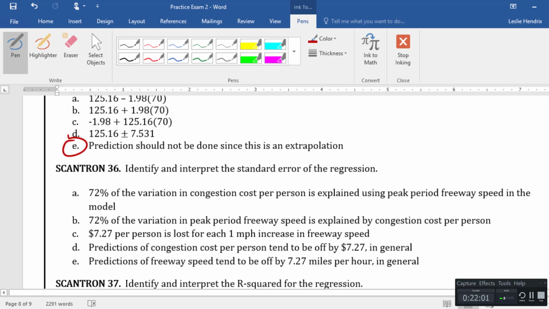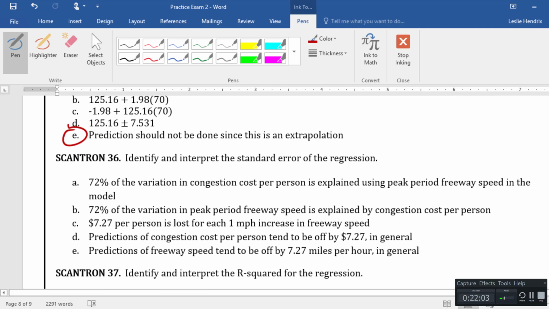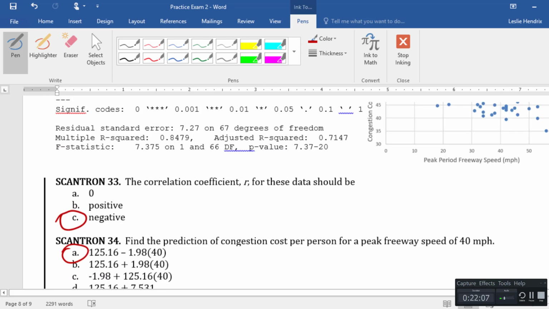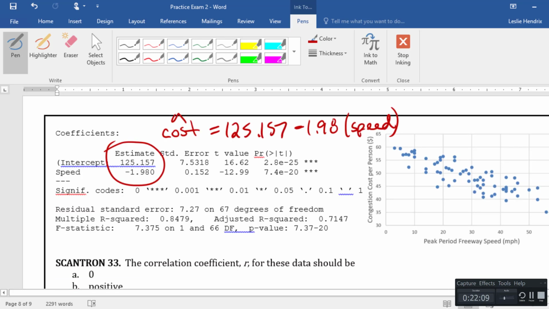All right, identify and interpret the standard error, and then identify and interpret the R squared for the regression. Okay, so what's the standard error of the regression? That is this residual standard error. These standard errors up here are for your coefficients, so you can get your t-test statistic and your p-value to test those. The standard error of the regression is called residual standard error, and it's 7.27.